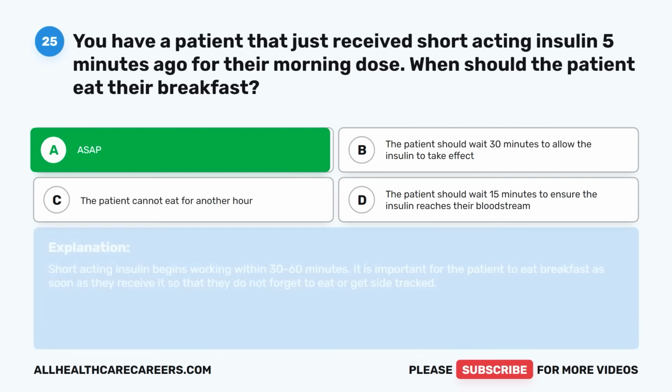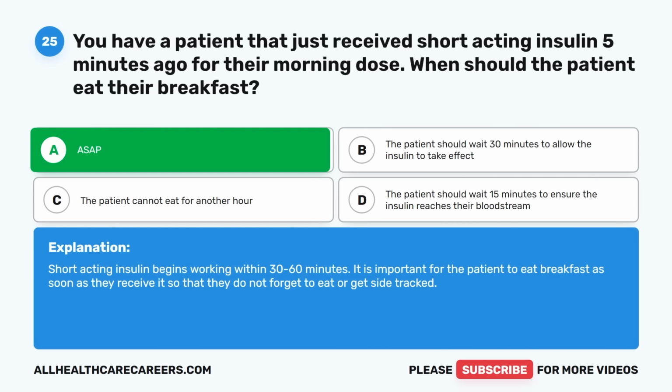ASAP. Short-acting insulin begins working within 30 to 60 minutes. It is important for the patient to eat breakfast as soon as they receive it so that they do not forget to eat or get sidetracked.